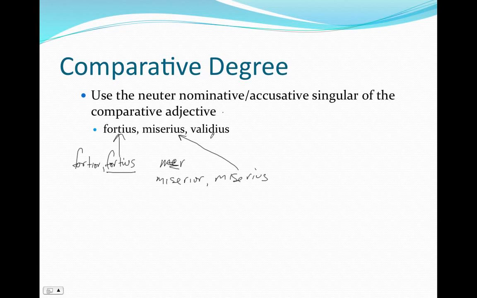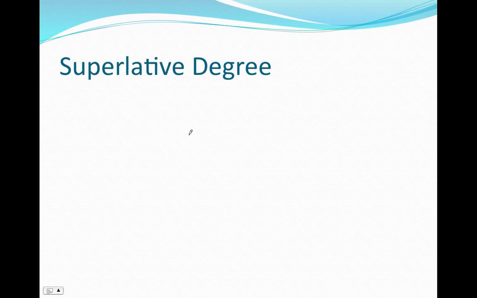So the thing to look for with comparative adverbs is this -ius. When you see this -ius, you know you're likely dealing with a comparative adverb, so more blankly.